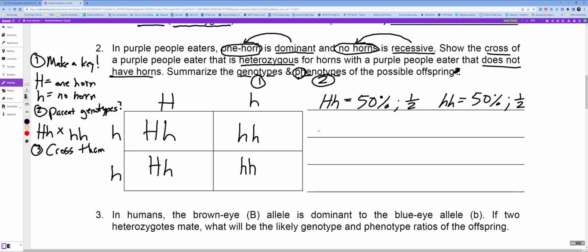First trait we have is one horn, which is dominant. I'm going to put one horn here is equal to, and again, we're looking at any genotype that has a dominant allele, of which there's 2, 1, 2 out of 4, right? Which is going to be 1/2. Again, 50% are one horn, or about 1/2. Now let's look at the no horn.